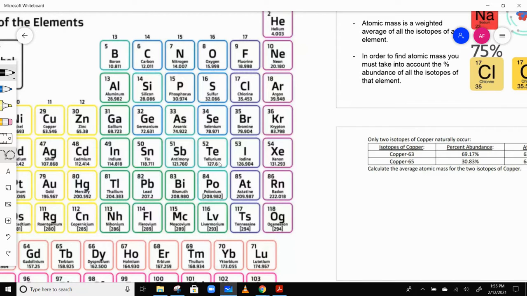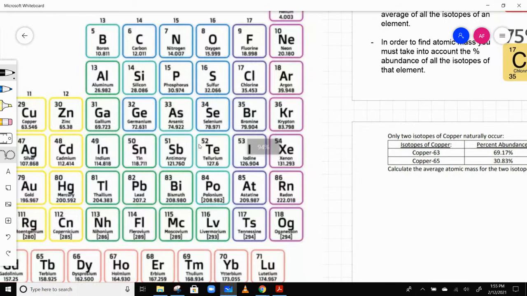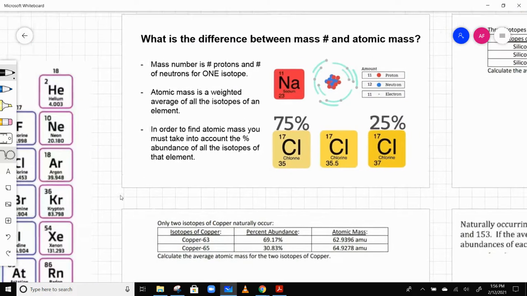What these masses actually are is a weighted average of all the possible isotopes of the element, or all the isotopes that are in existence in nature of these elements, okay? And anywhere you look in nature, the ratio of isotopes is pretty consistent. So for example, here we have chlorine.